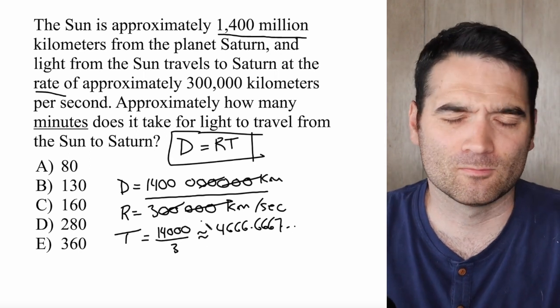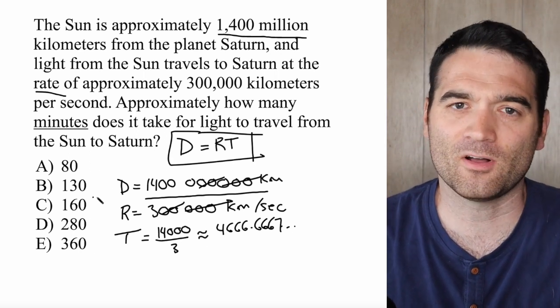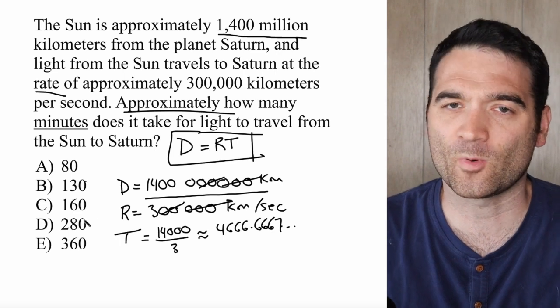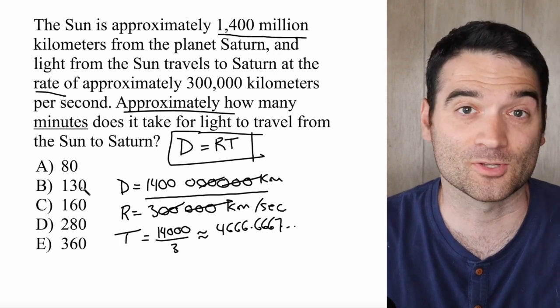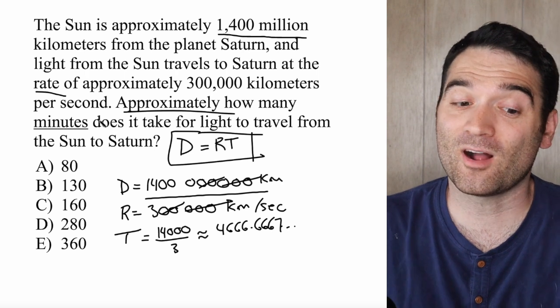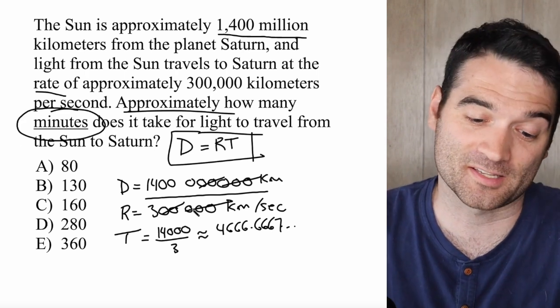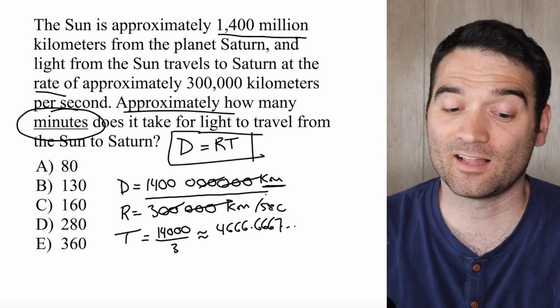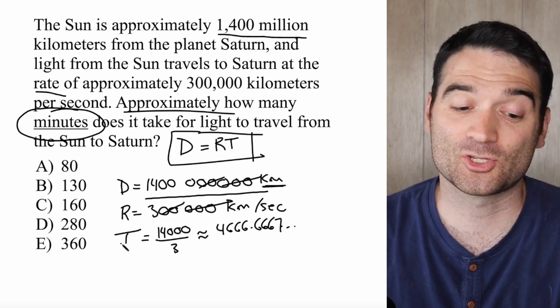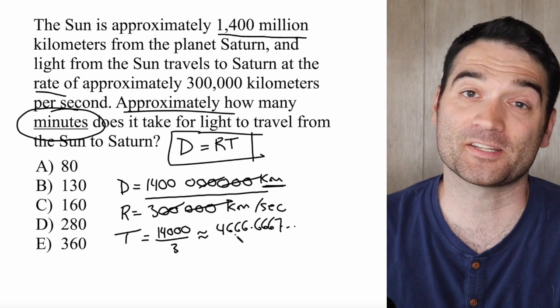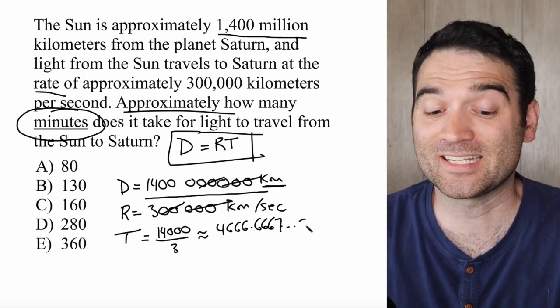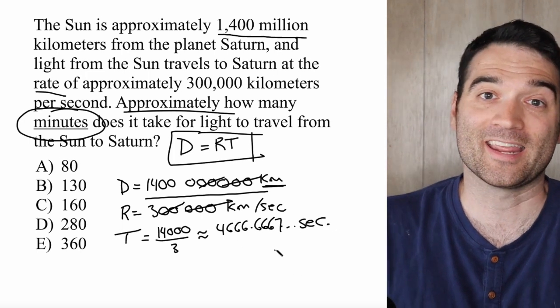And so you might say, what gives? I don't see this answer here at all. And even though it said approximately, that's nowhere near any of these. Aha, we haven't used all the information that we need to. Because the problem is asking us how many minutes it takes to travel this distance. Remember, we had kilometers and kilometers per second. So the time is 4,667 seconds.